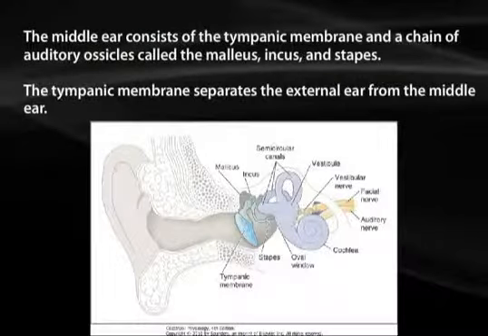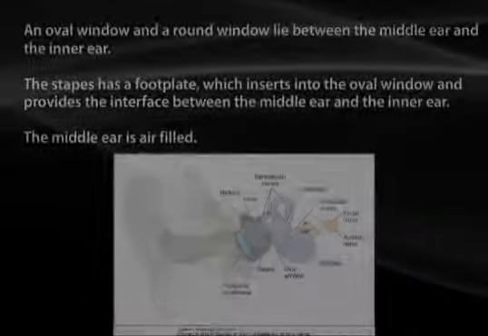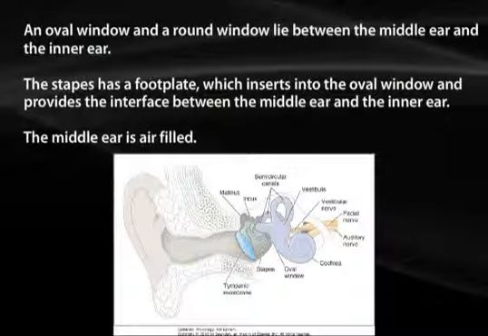The middle ear consists of the tympanic membrane and a chain of auditory ossicles called the malleus, incus, and stapes. The tympanic membrane separates the external ear from the middle ear. An oval window and a round window lie between the middle ear and the inner ear. The stapes has a footplate which inserts into the oval window and provides the interface between the middle ear and the inner ear. The middle ear is air-filled.